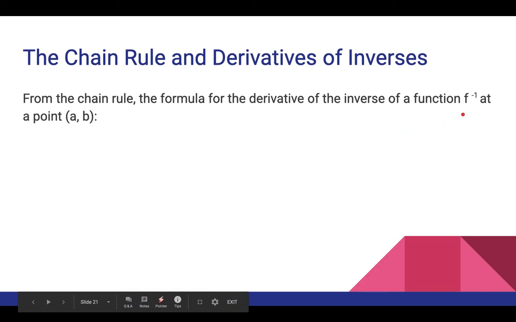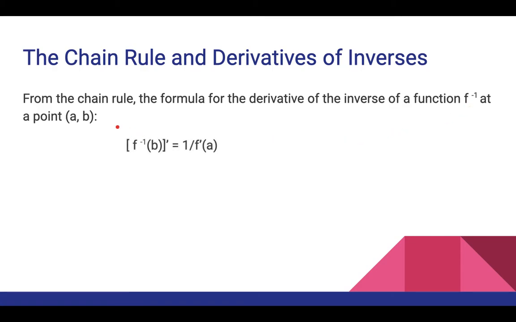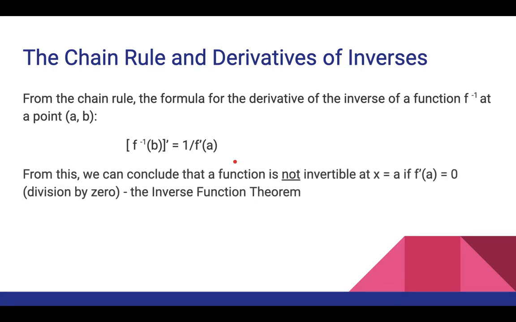From the chain rule, the formula for the derivative of the inverse of a function f inverse, I say that instead of f to the -1 because f to the -1 implies that it's to a certain power, at a point a, b is equivalent to the reciprocal of the derivative of f at x equals a. Okay? From this, we conclude that a function is not invertible at x equals a if f prime of a equals 0, aka we have division by 0. The inverse function theorem.